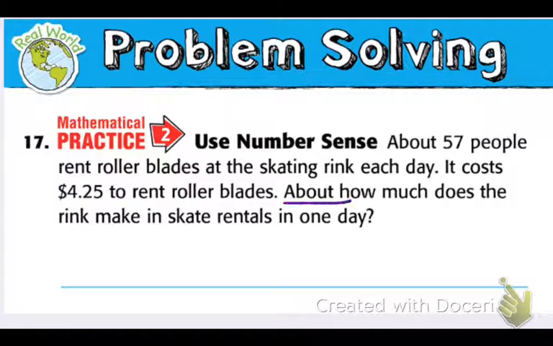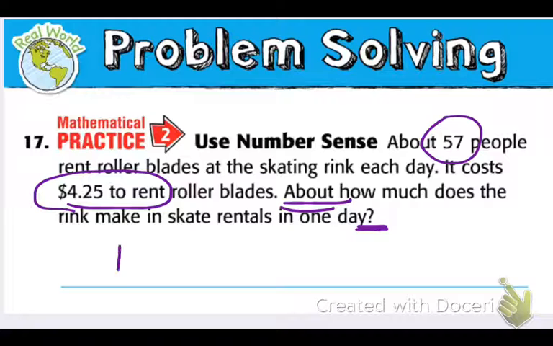Well, something I notice is this word about. When you see about, it's not the exact answer. They want to know what it's close to. Okay, I also see there's 57 people that want to rent skates. And I know that I have a question to answer. So I have 57. Well, that's close to 60. And if I round it or estimate it to 60, that's a little easier to deal with.